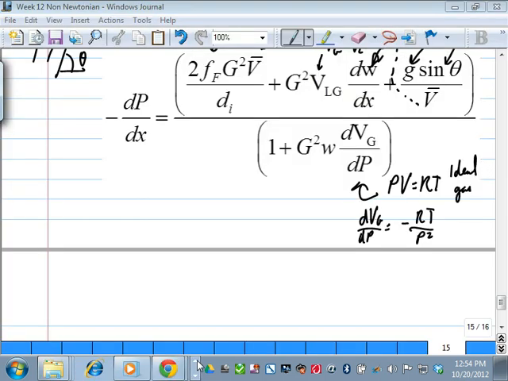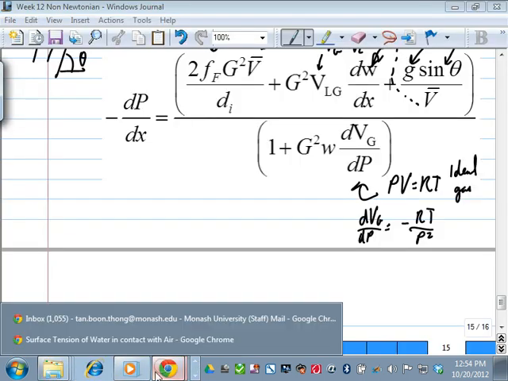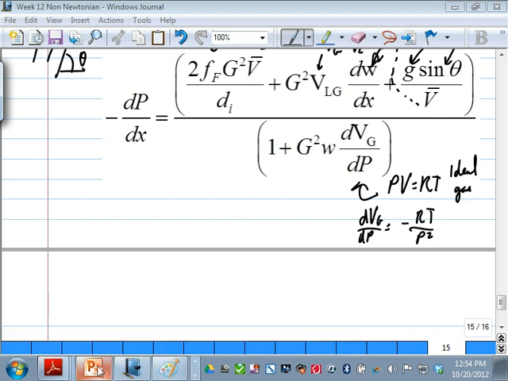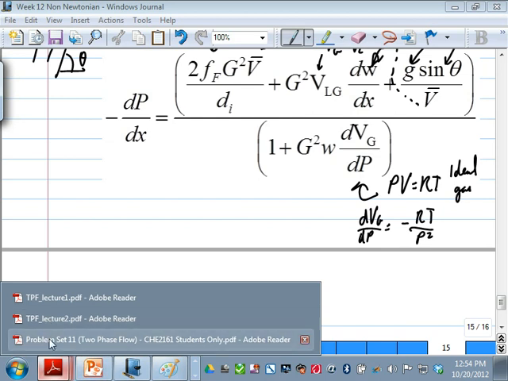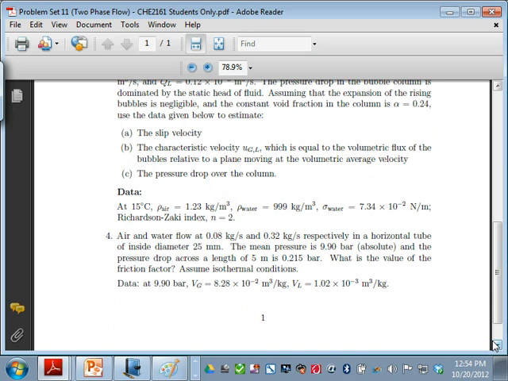Where is it? Where is it here? No. So okay. We'll try to do question 4 now, which basically tries to estimate the friction factor. What is the value of the friction factor assuming isothermal condition?